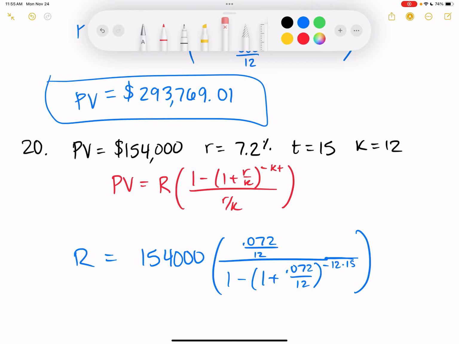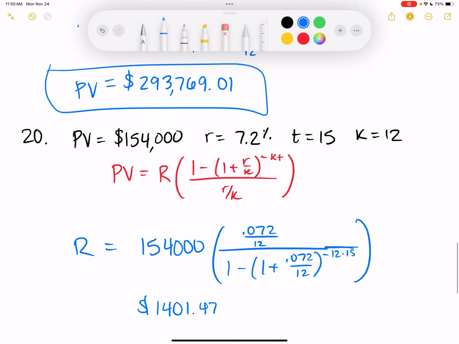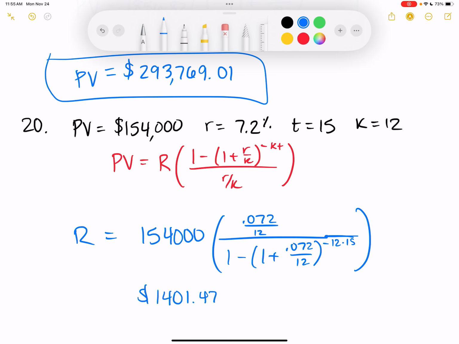$1,401 and what? 53 cents. I got 47 cents too. I had 47 on my paper, but I'm not sure how you would be off by mere pennies. It's okay. You said 47. Close enough. I would give it to you at that. That's so close.